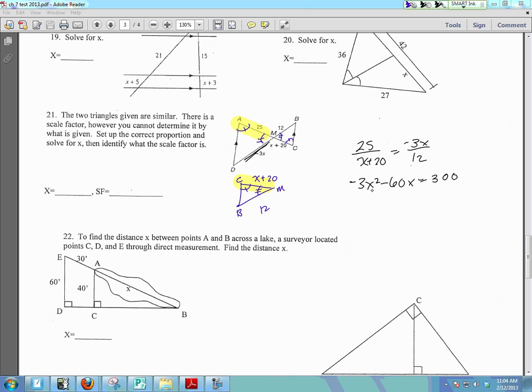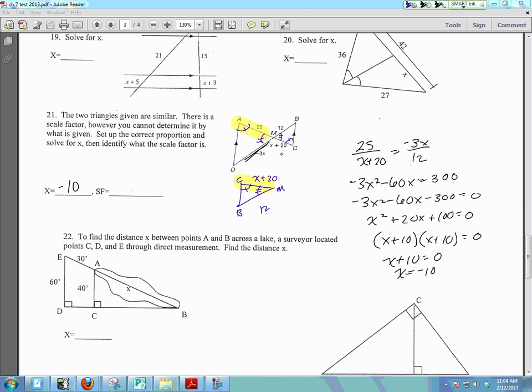Got an x squared, so you want to set everything equal to 0. So you get negative 3x squared minus 60x minus 300 is equal to 0. I'm going to divide everything by negative 3 to get that to be a 1. So you get x squared plus 20x plus 100 is equal to 0. So now I get x plus 10, x plus 10 is equal to 0. So x is equal to negative 10. Okay? Put that in here, and now it asks for a scale factor.